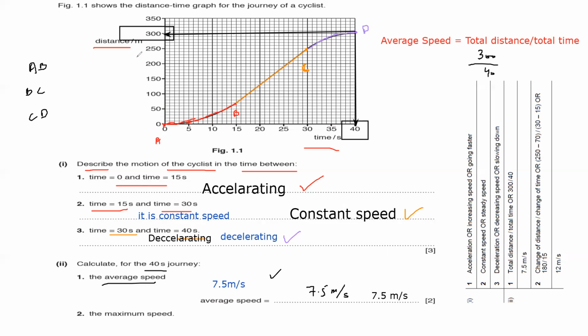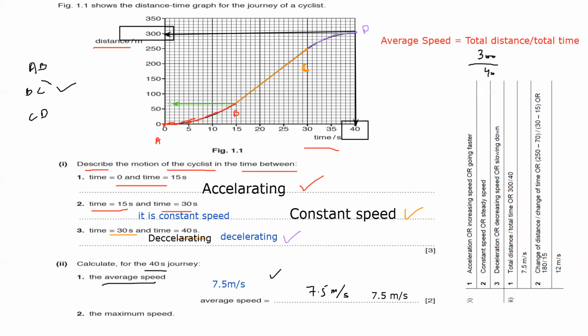So which has a steeper slope? It is from B to C. So in this region from B to C, it has the maximum slope. So using this B to C, we will find the speed from B to C. And how will we work out the speed from B to C? We'll find the distance traveled from B to C.